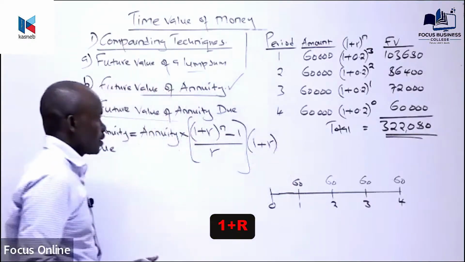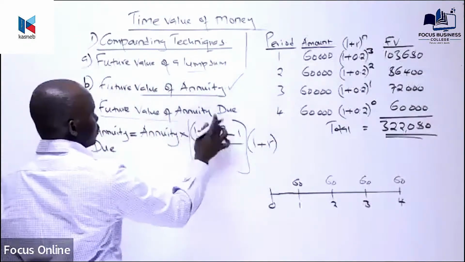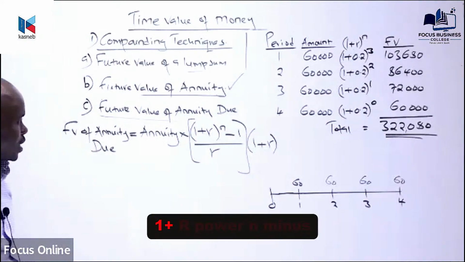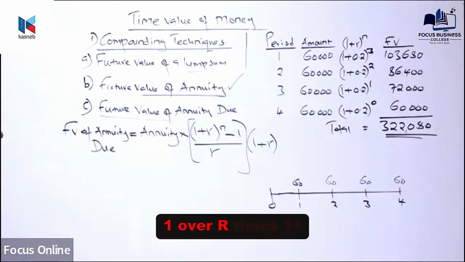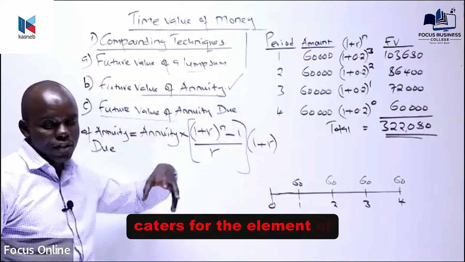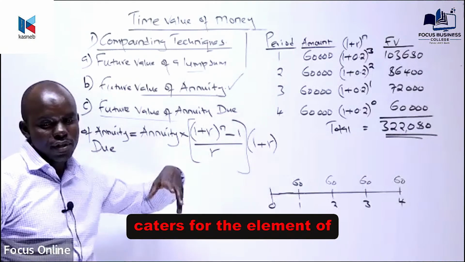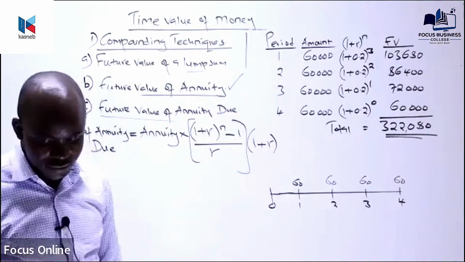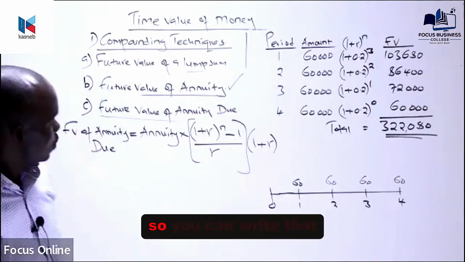1 plus r. 1 plus r power n minus 1 over r times 1 plus r. So this is now what caters for the element of investing at the beginning of the period. So you can write that.